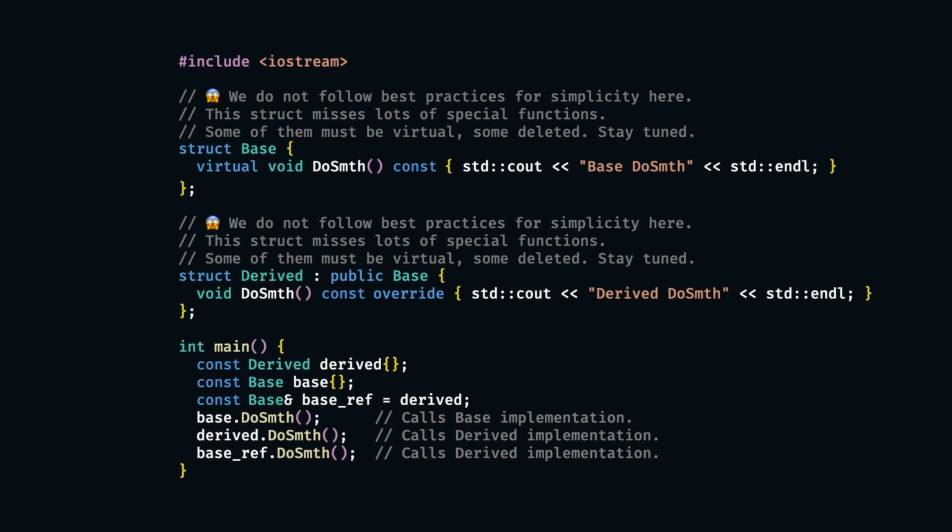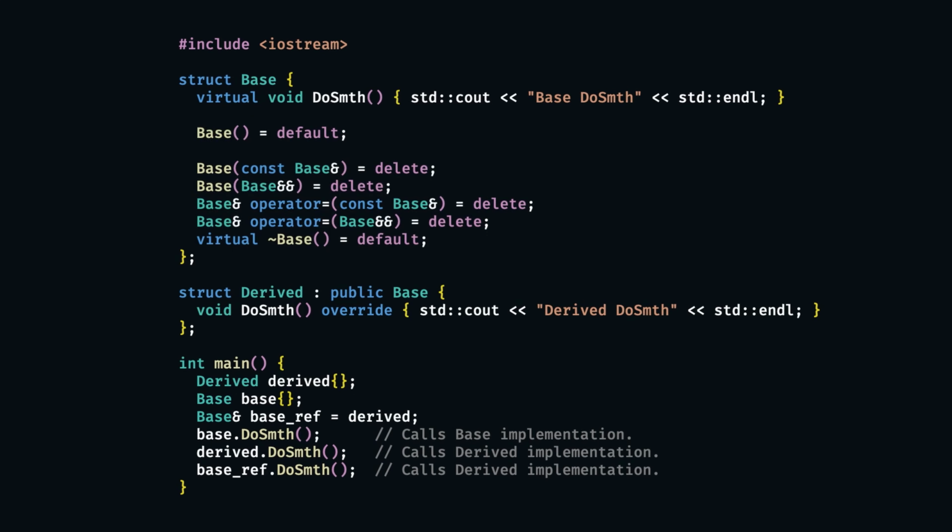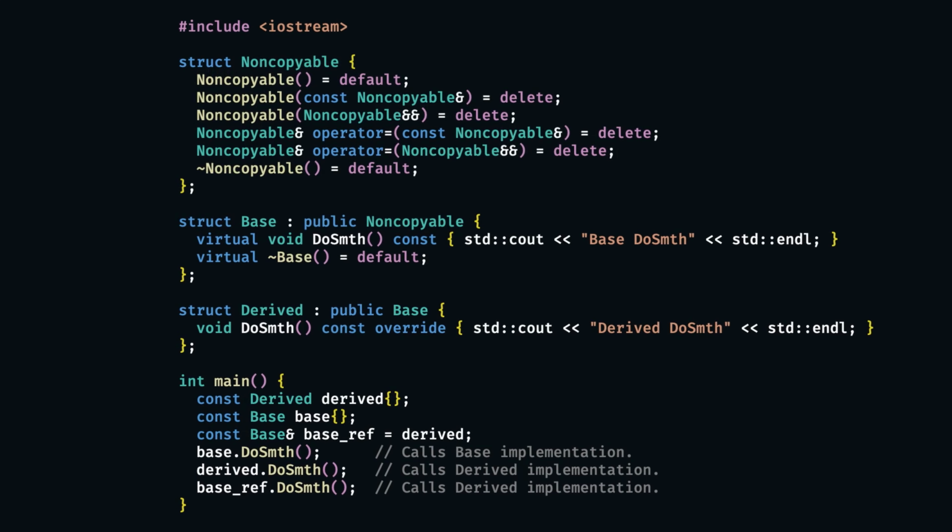Putting this all together, a better way to implement our base and derived classes from before would be to add all the missing deleted special functions to the base class. And we'll also add a default constructor too, for good measure. There is also a quicker way to do this by inheriting from a simple non-copyable class, which can be reused for any class that is not supposed to be copyable or movable. Then we just need a virtual destructor because all the rest of the special functions are already taken care of.